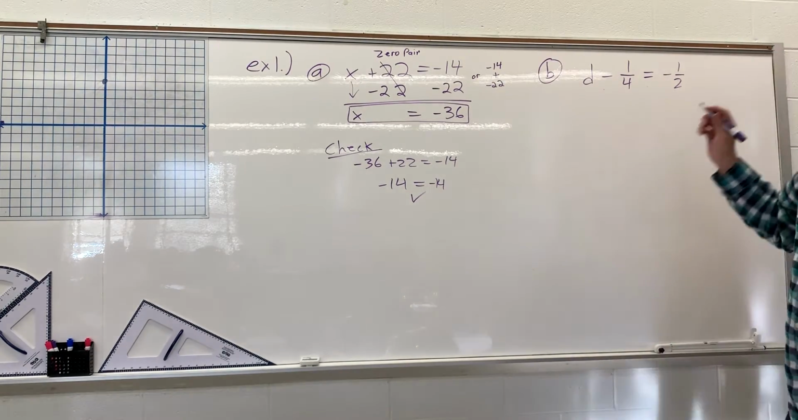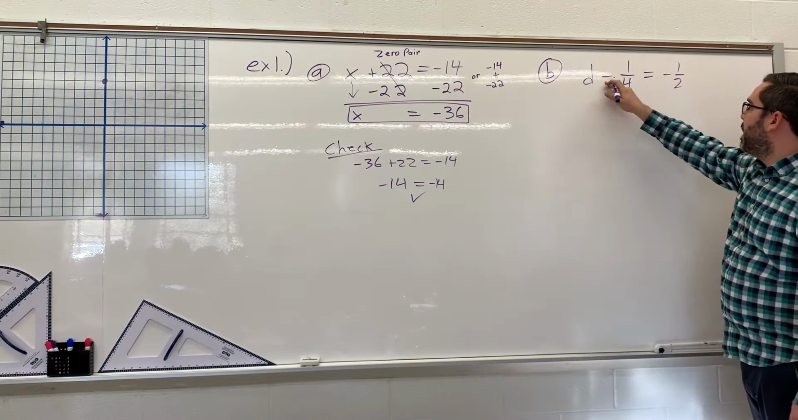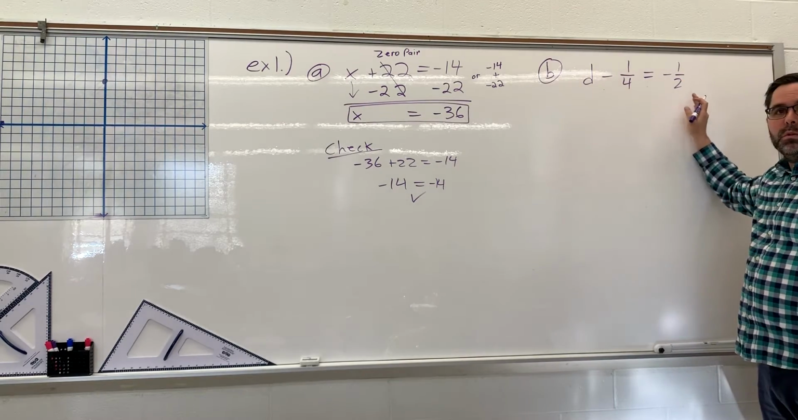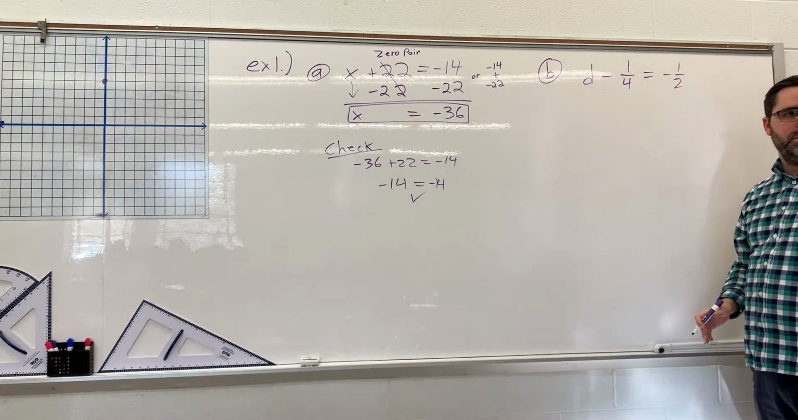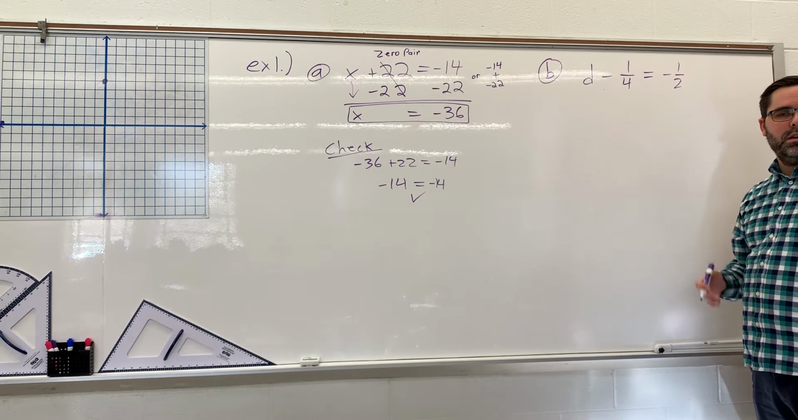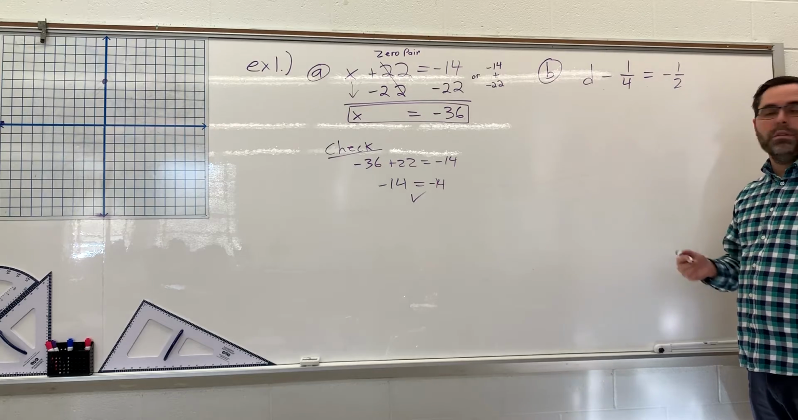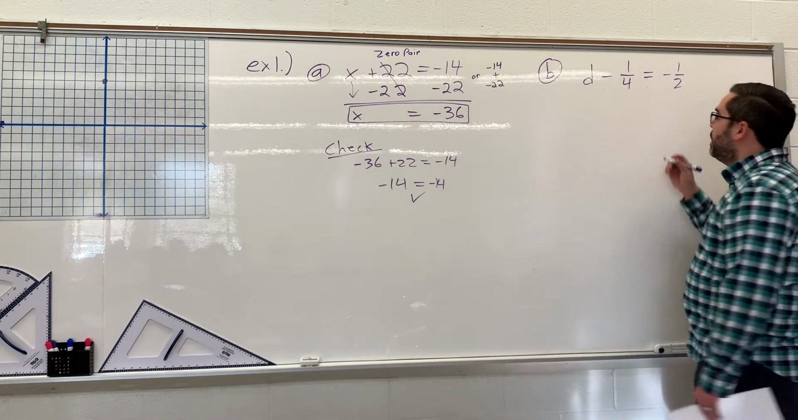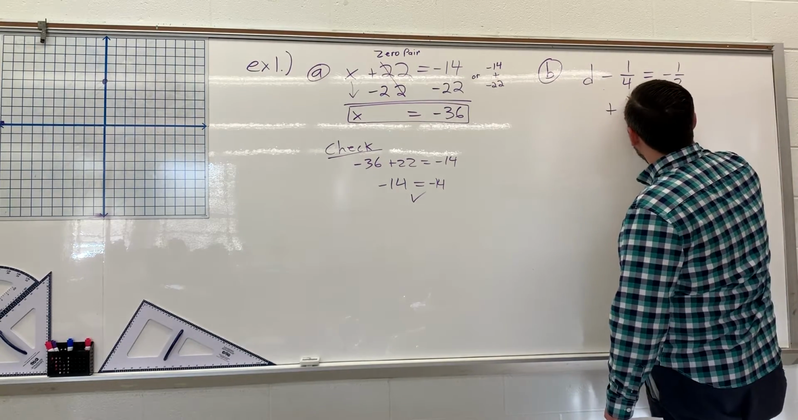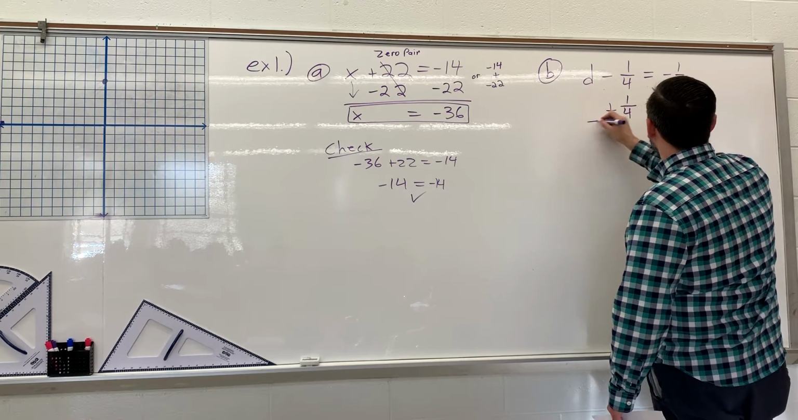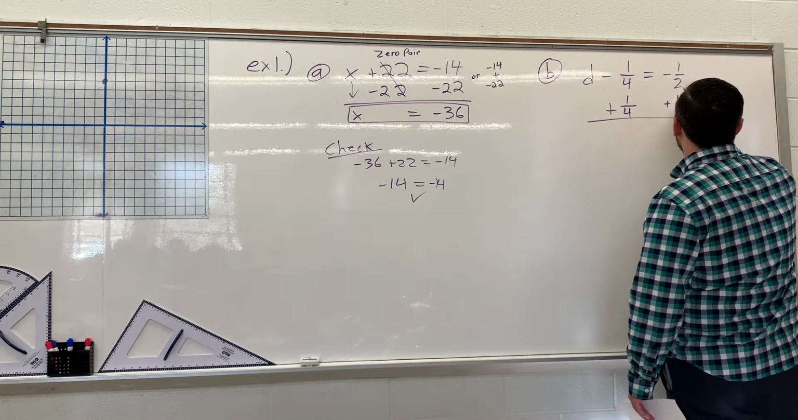Okay. Imagine this was just d minus 4 equals negative 2. What would I do to both sides? Plus 4. I would add 4. So now we know 4 is not 4, we know it's 1/4. So it doesn't change what we add. This is plus 1/4 on both sides.